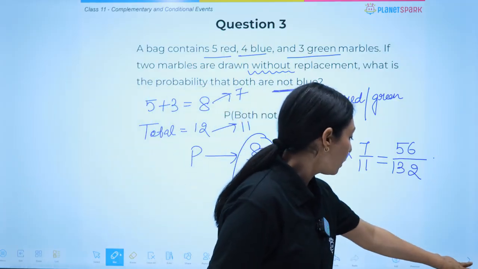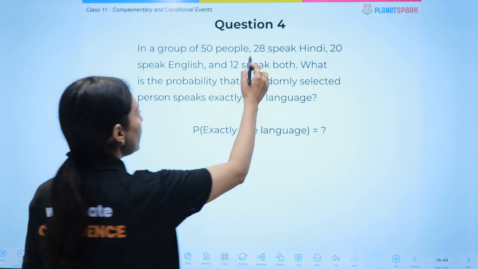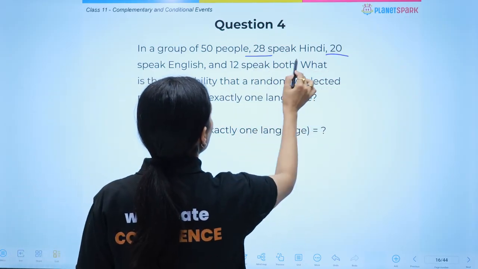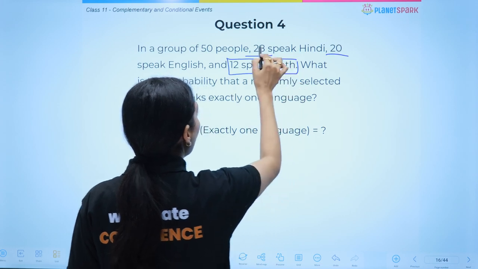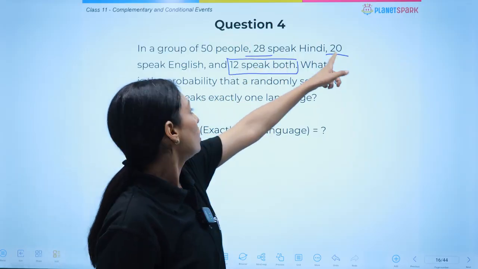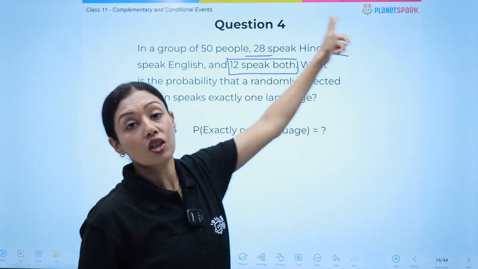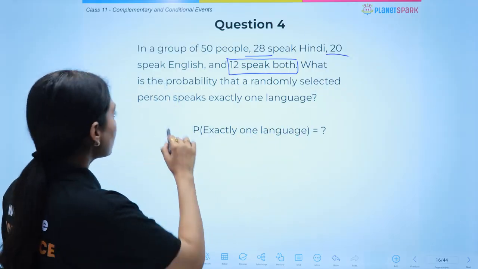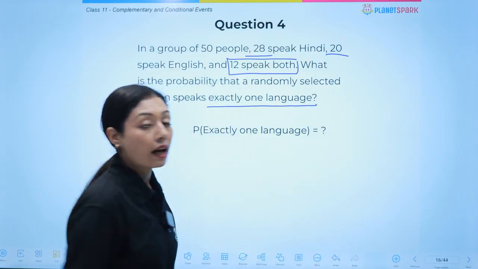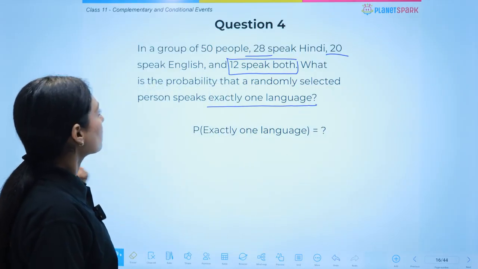Okay, next one, everybody. In a group of 50 people, 28 speak Hindi, 20 speak English and 12 speak both. So here, Hindi speaking and English speaking also include those who speak both, right? It's not just Hindi or just English. What is the probability that a randomly selected person speaks exactly one language? Just like the question we did back there. Okay, so let's get started everybody.